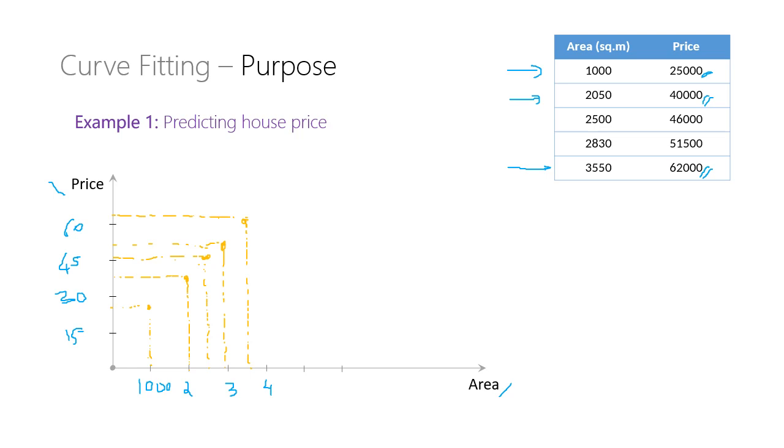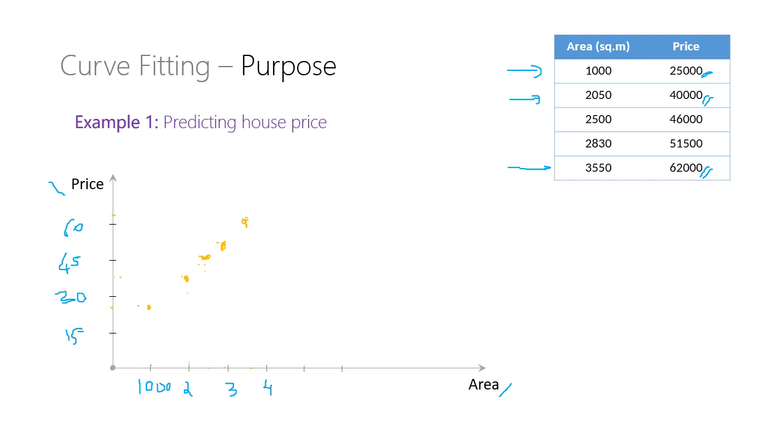Let me erase these lines. We don't need them. We just need the intersection. We need the points where our data points lie. Okay. So those are the 5 points for the area price combination of the past houses sold.